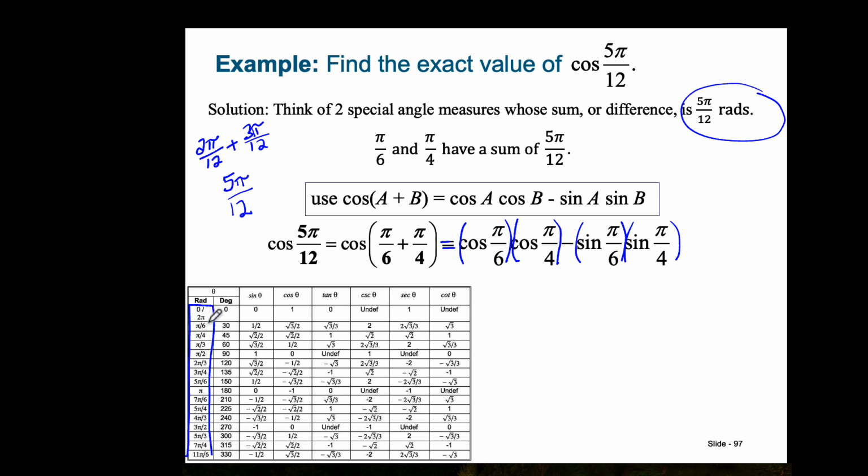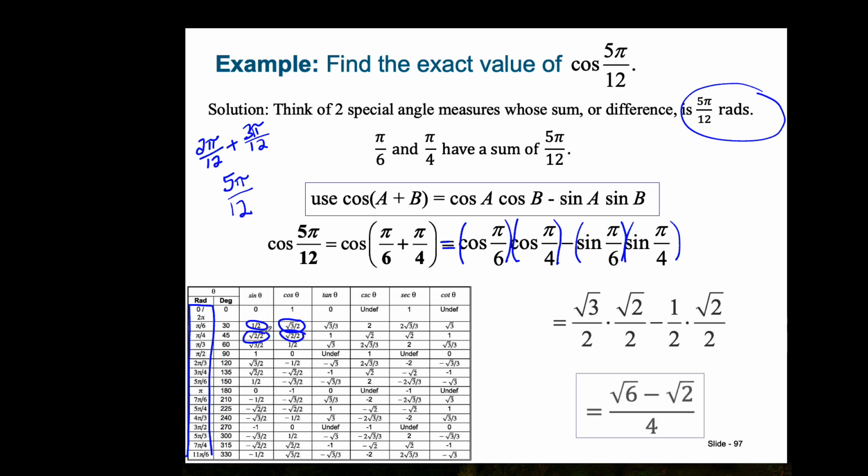Cosine of pi over 6, radical 3 over 2 gets our first blank, times cosine of pi over 4 is radical 2 over 2. Then we'll do subtraction of sine of pi over 6, which is 1/2, times sine of pi over 4, which is radical 2 over 2. Plugging those in looks like this. And after this, again, it's just simplifying. So following our order of operations, we would do the multiplication first and then the subtraction second, getting an exact value of cosine of 5 pi over 12 being equal to the square root of 6 minus the square root of 2 all over 4.